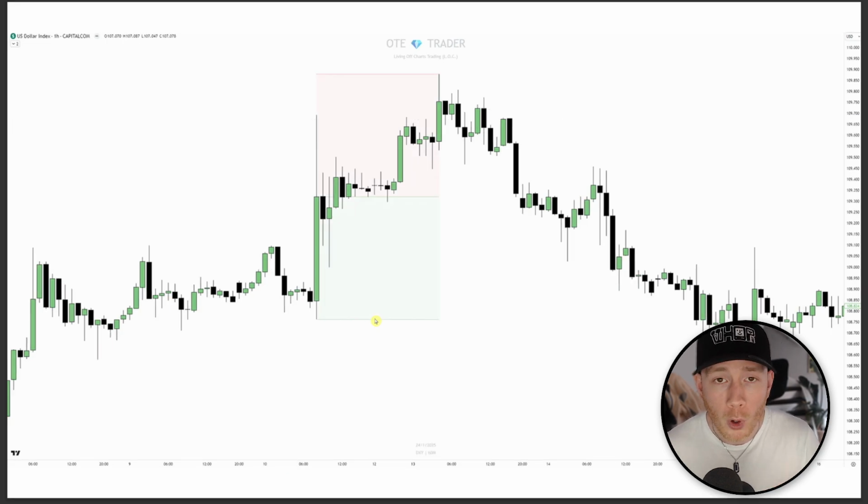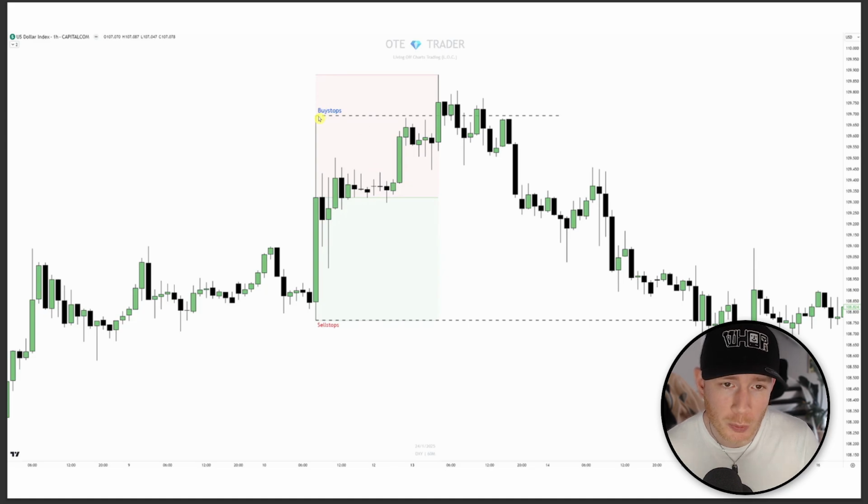If I mark out premium and discount first, that's important, because we always want to be a seller in premium and a buyer in discount. If we don't know our premium discount range, then we don't know where to sell or where to order pair. Now, if you spotted this one, we have buy stops above this high and sell stops below this low. This is an NFP candle, so this is a news release data range. We can see the buy stops got raided above it and it wants to pair up with the sell stops below. That is classic order pairing.